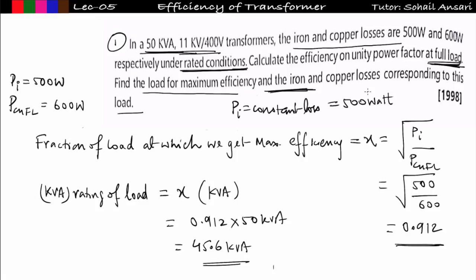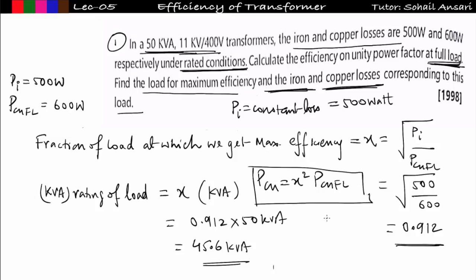But copper loss will change, because we know copper loss is equal to x square times PCUFL. So copper loss depends upon the fraction of load. By finding the copper loss, I get 0.912 square into 600, which is equal to 499.04. While finding maximum efficiency, we get iron loss equal to copper loss. At this fraction of load we get maximum efficiency, and iron loss is 500 watt, that is the constant loss, and copper loss is also approximately 500 watt.